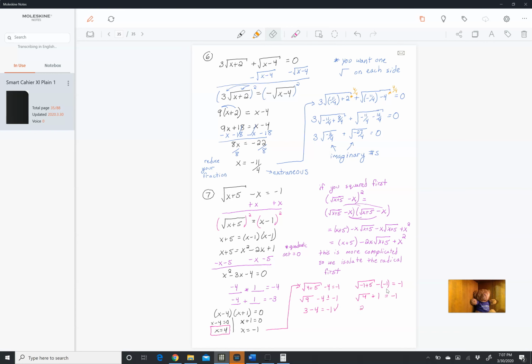So we get 2 plus 1 is equal to -1, but this is not true. So our x equals -1 is extraneous. It's not a solution. Our only solution here is x equals 4, which is why I boxed it. Okay?